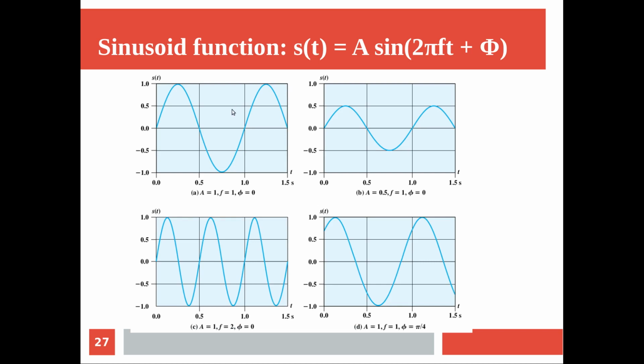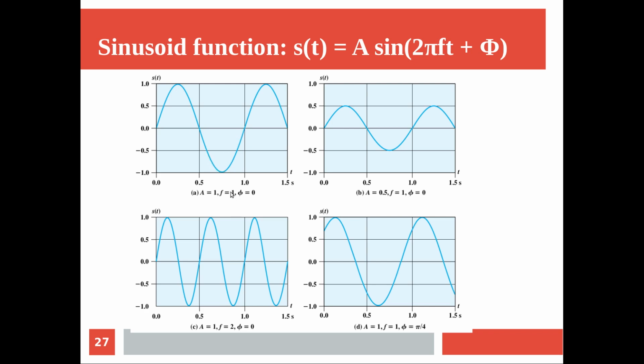And here we have some examples. For example, in the first diagram, that is figure A, you can see a sine wave with amplitude equal to 1 and frequency equal to 1. Remember what amplitude is: on the y axis we have the amplitude, on the x axis we have the time, and amplitude equal to 1 means the peak amplitude of the signal is 1.